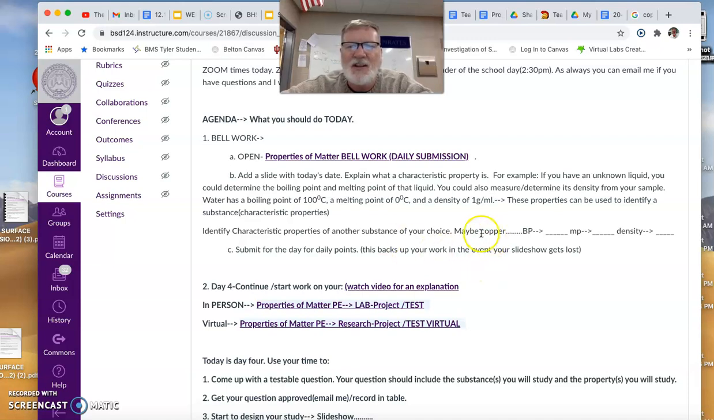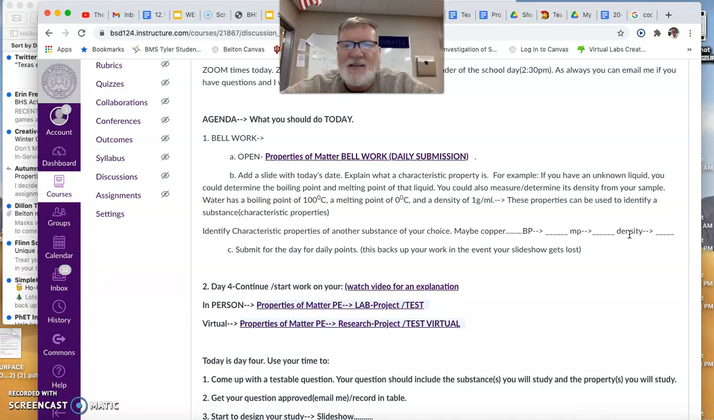I say maybe copper, but it could be any pure substance, and then Google it. For a substance like copper, you'll for sure find a melting point and a density. You may not find a boiling point because the temperature is so high, it's hard to determine. But still, the melting point and the density of copper give you a fingerprint for, hey, this could be copper, especially if you add that it's a metal, it conducts electricity, and it has a reddish brown color. When you put all those things together, you start to get a signature that can be used to actually identify and be fairly confident, hey, this is the substance. And then submit your bell work for the day.